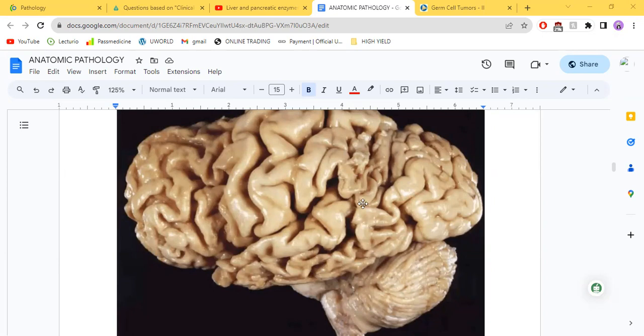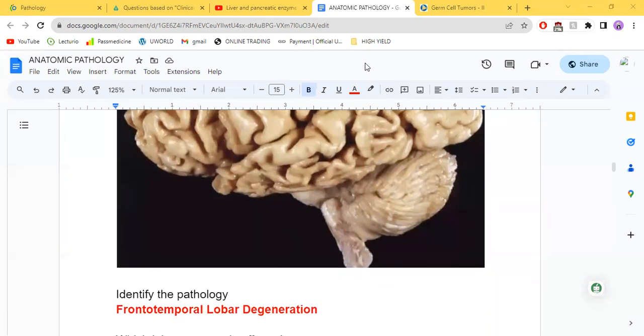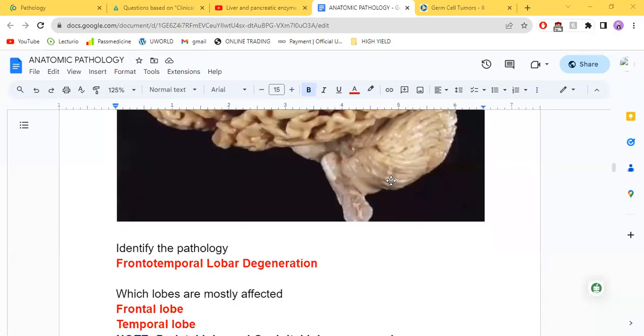degeneration, right? So it's important to see which lobes have been affected. If it was all the lobes looking widened and flattened and narrowed, that will be Alzheimer's. But since it's only the frontal lobe and the temporal lobe, we go with the answer as frontotemporal lobar degeneration. So note the parietal lobe and occipital lobe are spared.